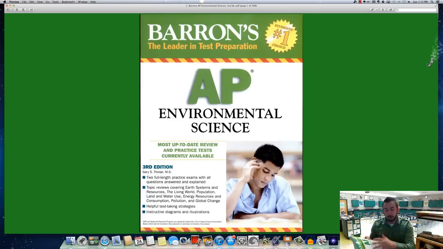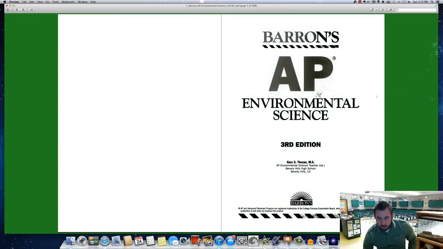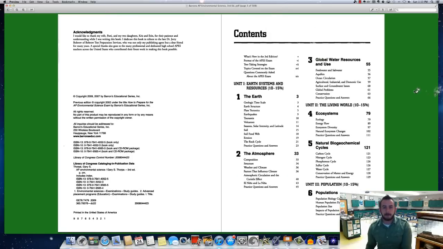This will give you a total glimpse of what you can expect on the exam. In this first session, we're going to take a look specifically at the book and at the exam itself. So this is the contents of the book, showing you the different units by chapter. Chapter 1 is Earth. Chapter 2 is the atmosphere, and there's global water resources and use, and that's the first unit. That's 10 to 15% of the exam.